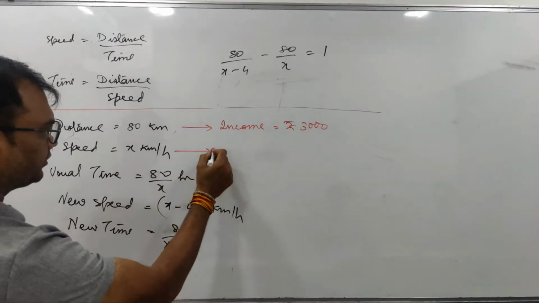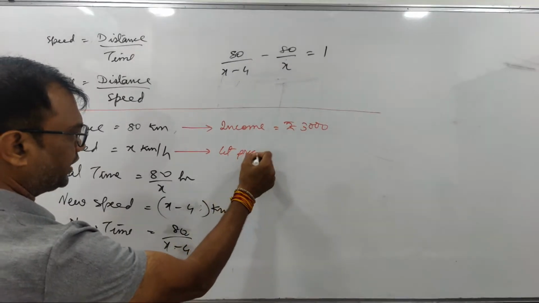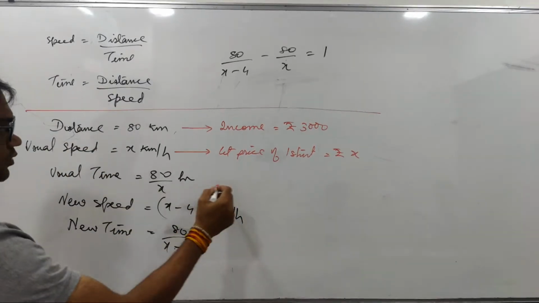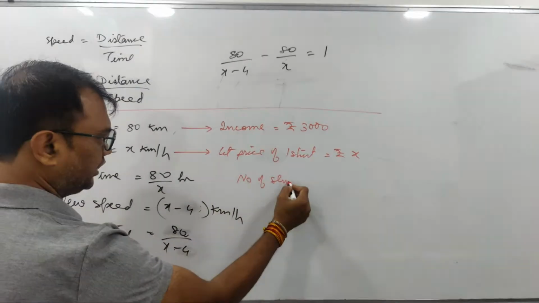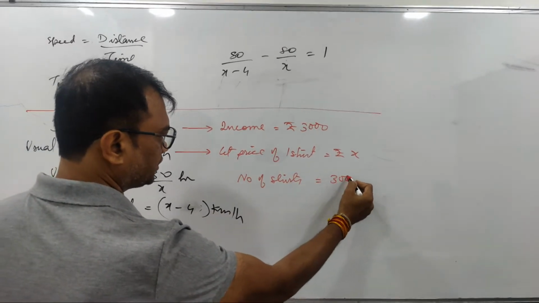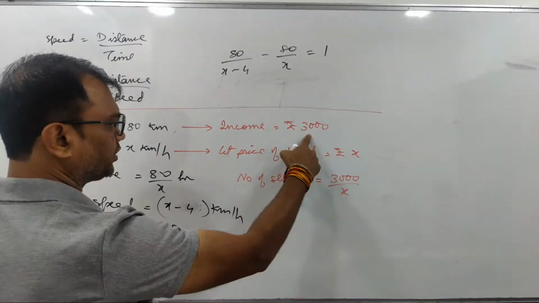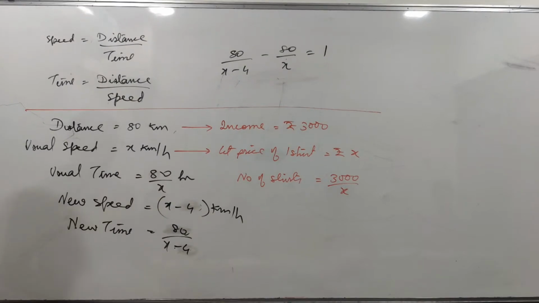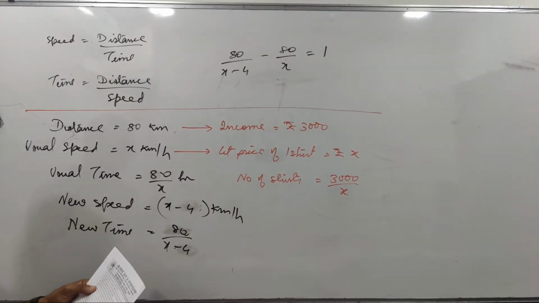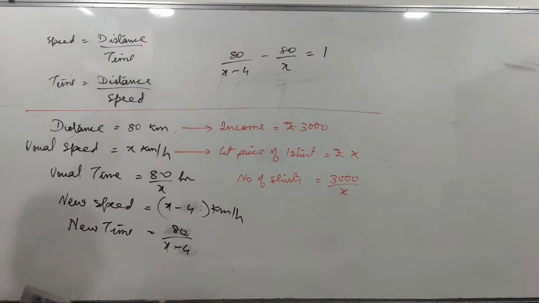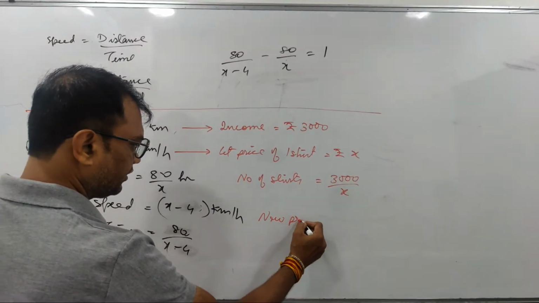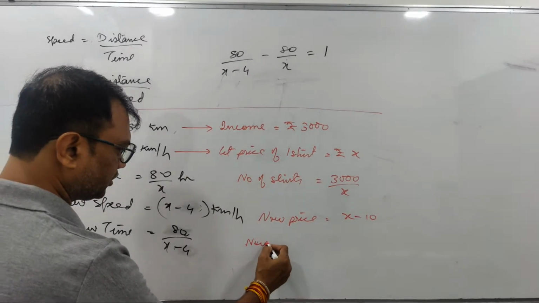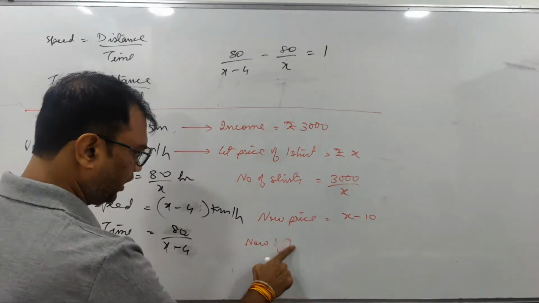So let the price of one shirt be x rupees. So how many shirts can he sell from here? He has got a total income of 3,000, and the price of one shirt is x. So the number of shirts sold will be 3,000 upon x. Now what is he doing? He reduces the price by rupees 10 per shirt. So what is the new price? x minus 10. So what is the new number of shirts now? Very good.